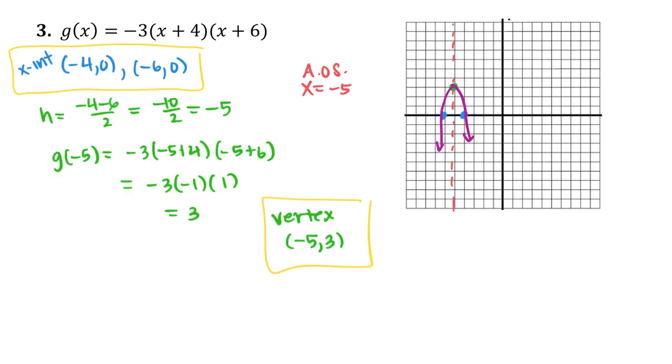Okay, last one. Okay, x-intercepts negative 4, 0, and negative 6, 0. Okay, I calculated my h is negative 5, but I could just look at that and I can tell that negative 5 is in the middle. I used the axis of symmetry to confirm my answer. My vertex, negative 5, 3. Sketch my parabola. My a value is negative 3, so it opens down with a stretch of 3, right 1, down 3, left 1, down 3. Looks good.